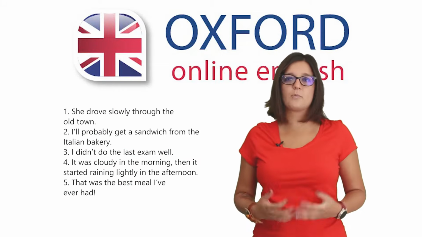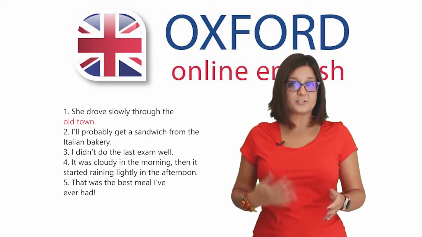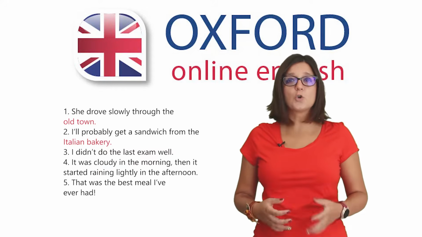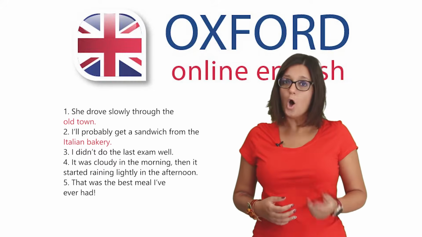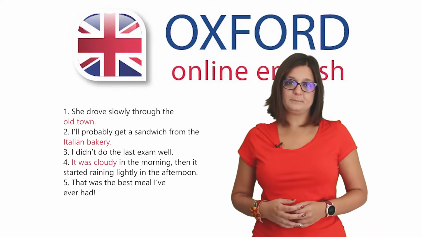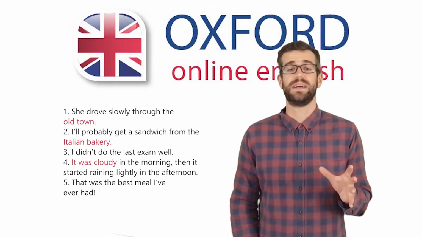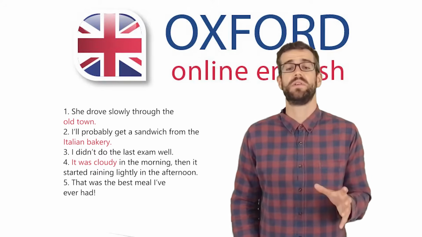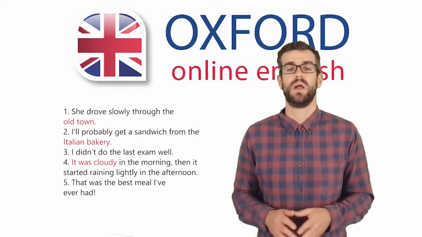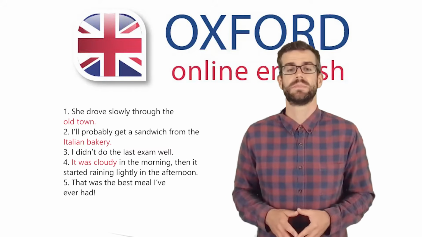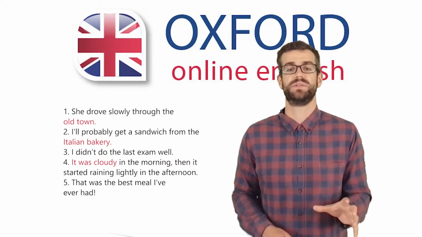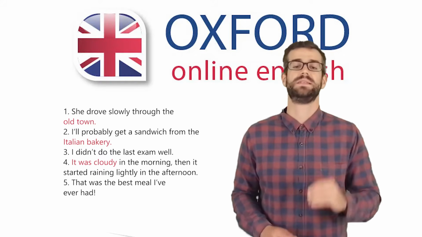Adjectives often come before a noun, as in old town or Italian bakery. Adjectives can also come after a noun, often after a verb like be, as in it was cloudy. You could also put an adjective after a noun using other linking verbs like get, become, or look. For example, it's getting dark. Adjectives only do one thing. They describe nouns. An adjective always links to a noun.